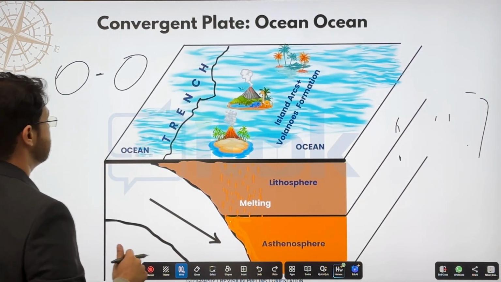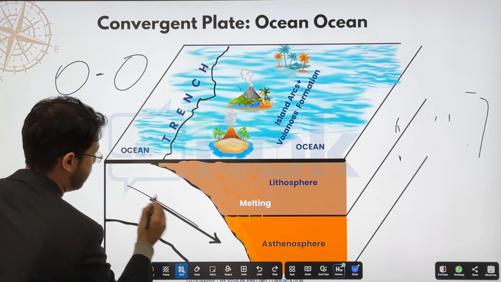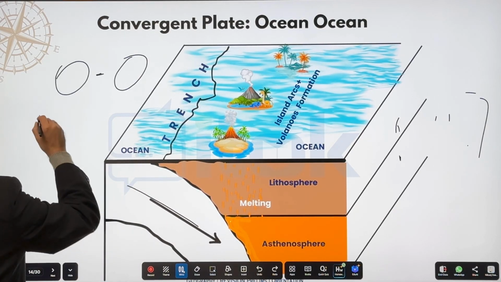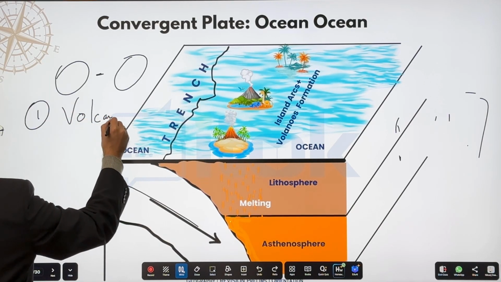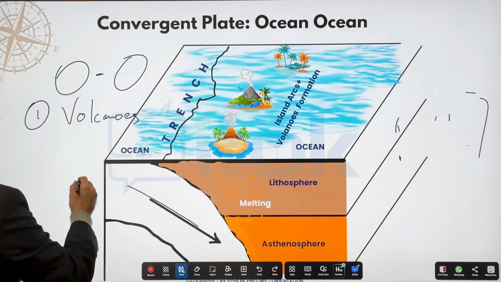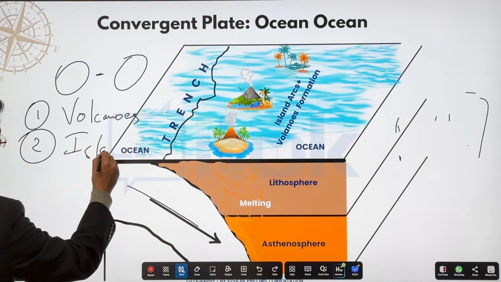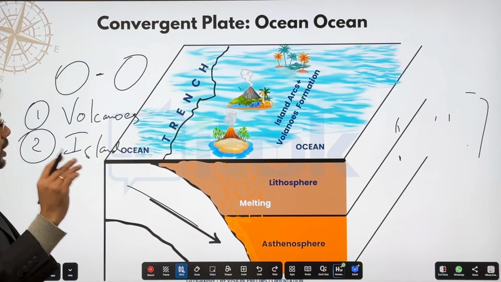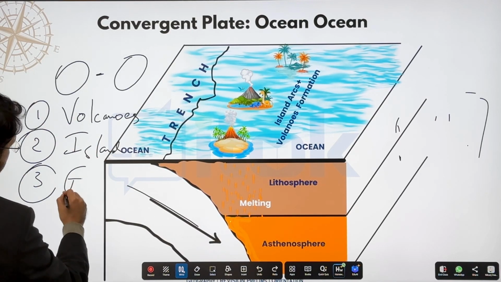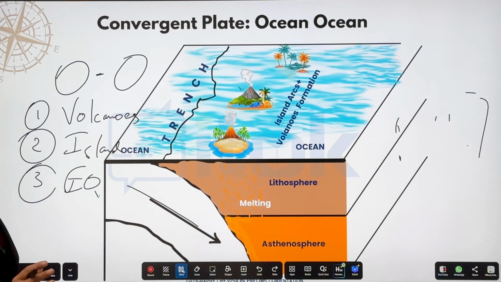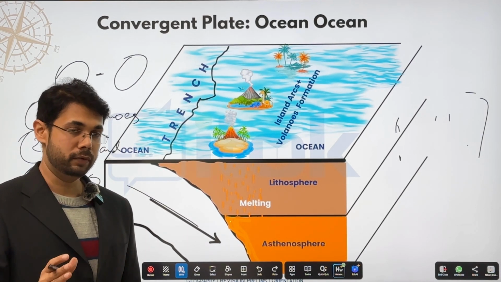So when this happens, oceanic plate is going below another oceanic plate, ocean-ocean collision. First thing that forms is volcanoes. And these volcanoes result in the formation of island arcs. Not a single island, always island arcs. And thirdly, earthquakes are always common. Whenever plate boundaries are involved, earthquakes are always involved.